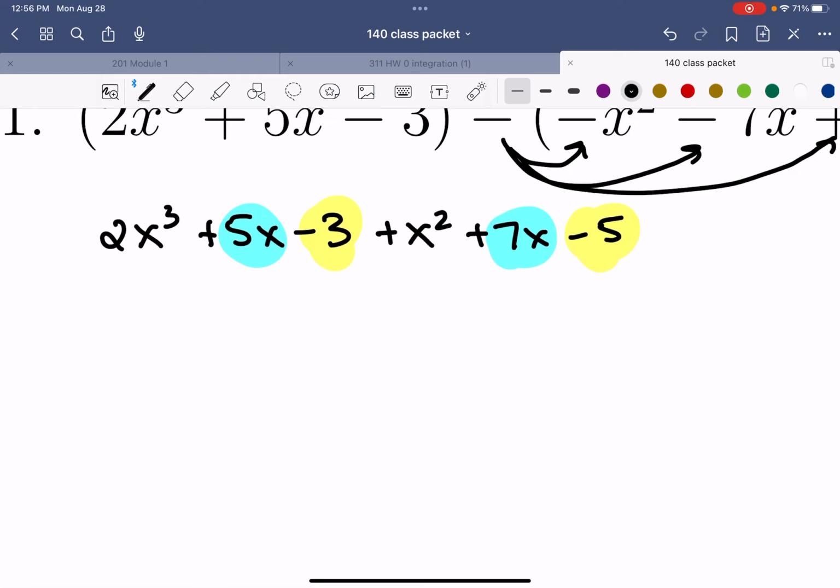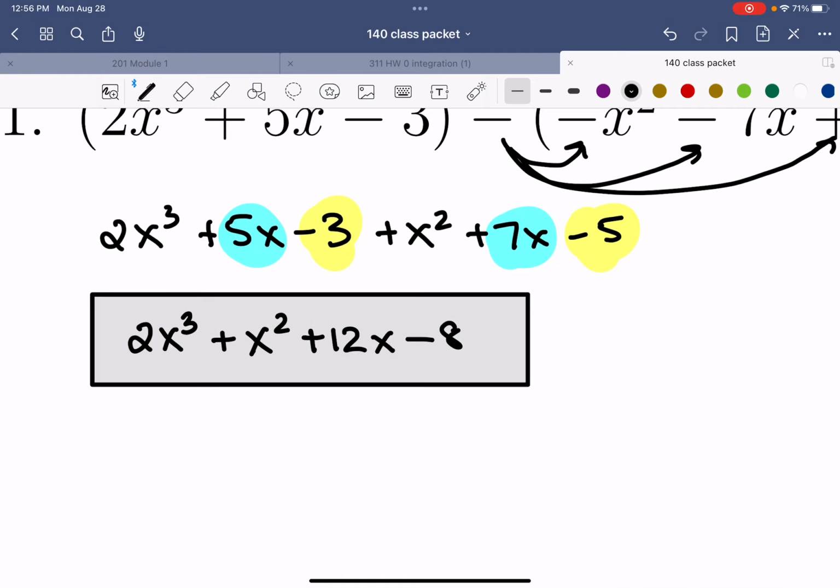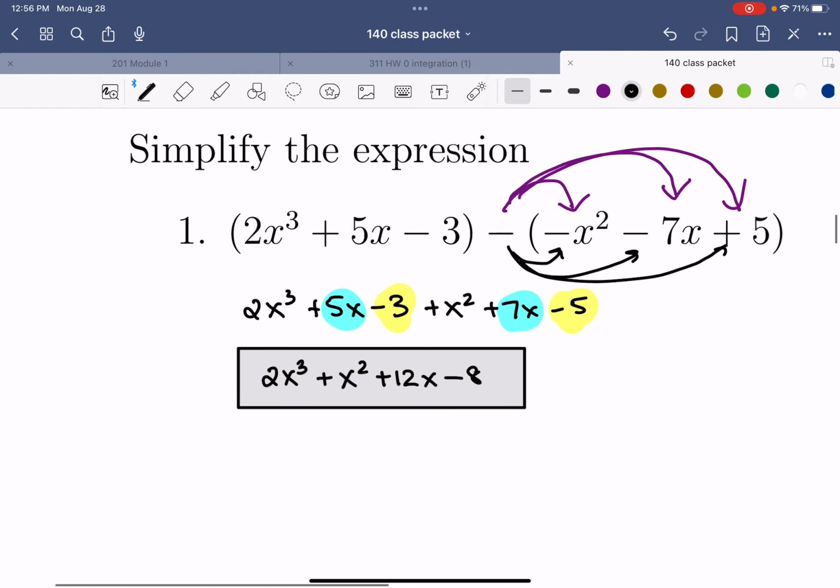And so that means that x cubed is my highest power. Then x squared, so plus the x squared term. And then I've got the two blue ones, 12x and 7x becomes plus 12x. And negative 3 and negative 5 is negative 8. Okay, so that's our first one.